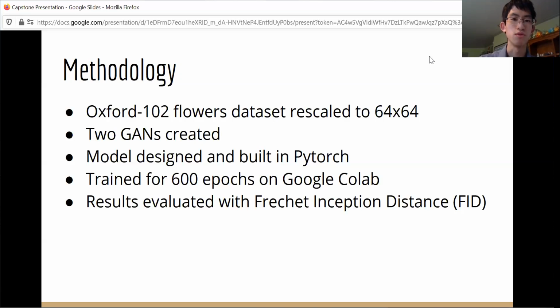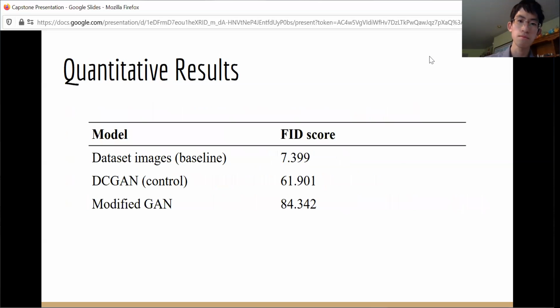Finally, I evaluated my results using the Frechet Inception Distance Score, which is a metric used to evaluate the performance of GANs. I'll first show my quantitative results, which is shown here. And to note, a lower FID score corresponds to a shorter or smaller distance between the real and generated images, and thus more realistic images. As you can see, the GANs trained with the transfer learning technique actually performed worse than the control GAN, although both of these GANs were still far from achieving realistic scores from the baseline images.